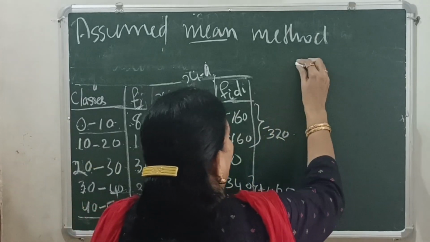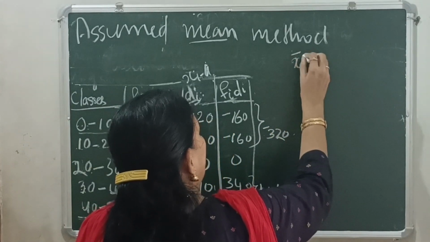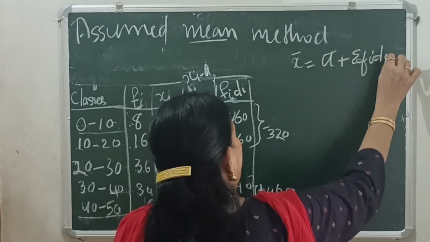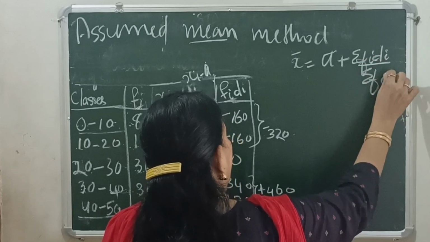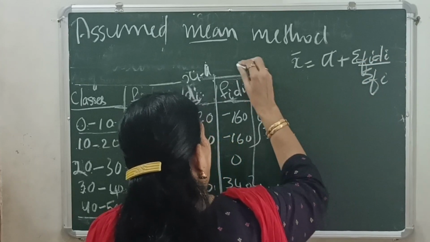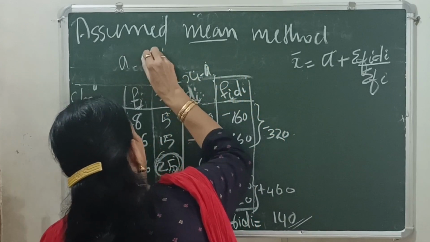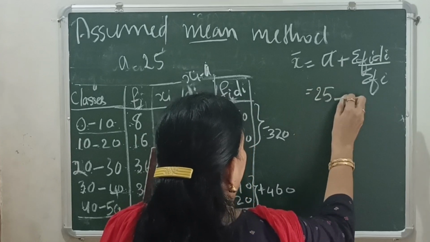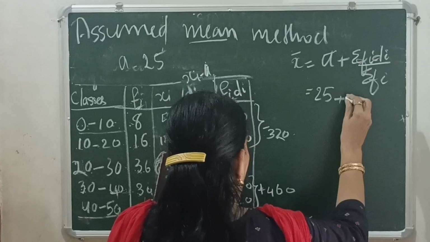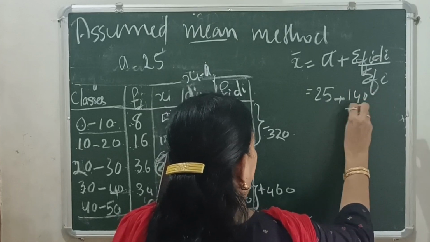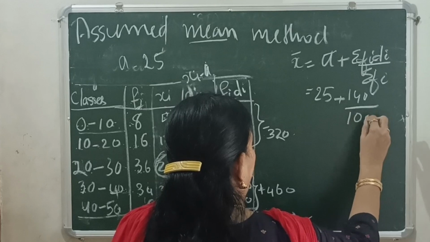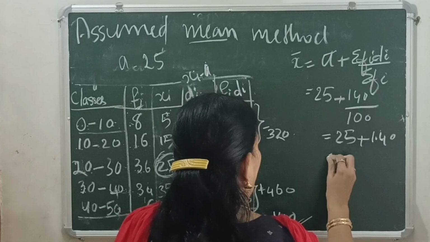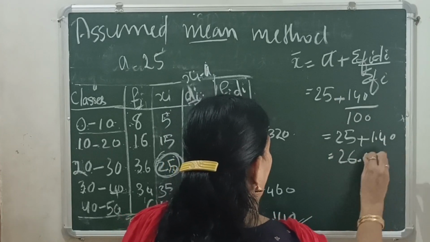100. Then by the assumed mean method, arithmetic mean x bar equals a plus sigma fi di divided by sigma fi, where a is the assumed mean. The assumed mean is 25. So x bar equals 25 plus 140 divided by 100, which is 25 plus 1.40, equal to 26.40.